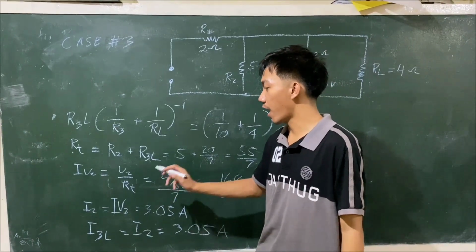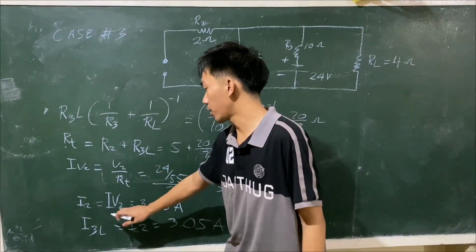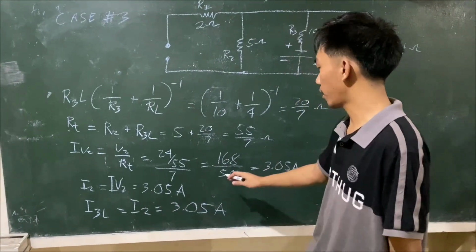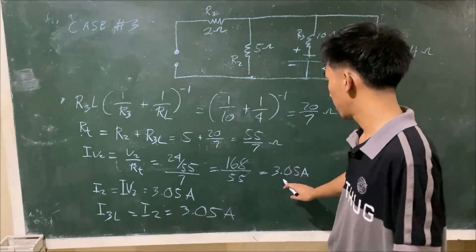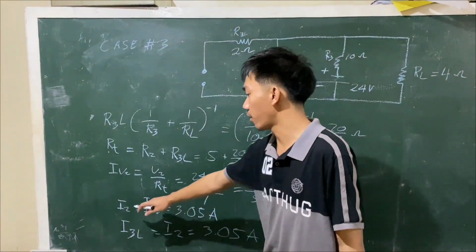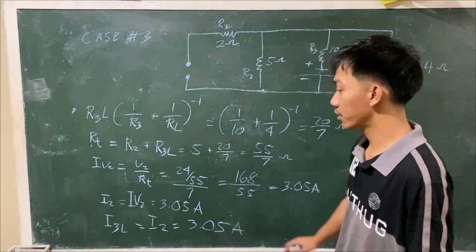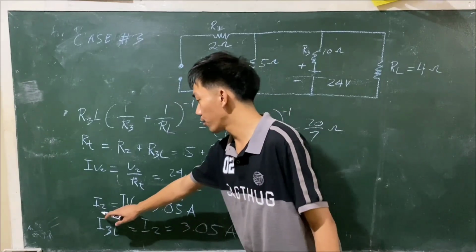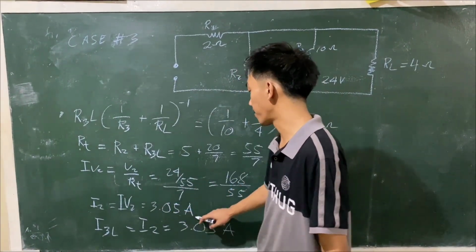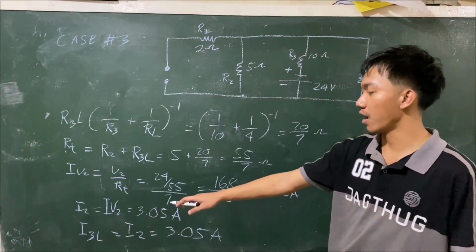Then for our I sub 2, we will just transpose our IV2. Then substituting, the 3.05 amps of IV2 is equal to our I2. Then to get our I3, we will just again transpose the value of our I2. The value of our I2 is 3.05 amps. Then substitute 3.05 amps for our I3L.